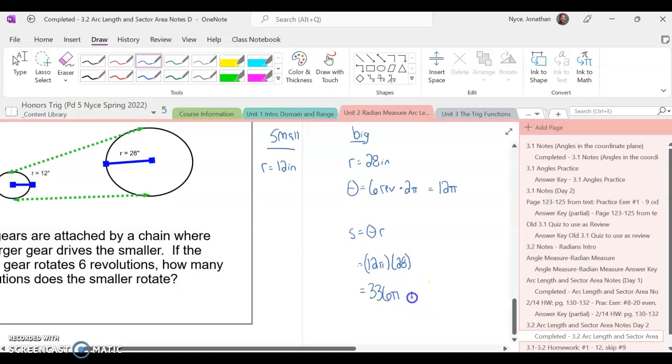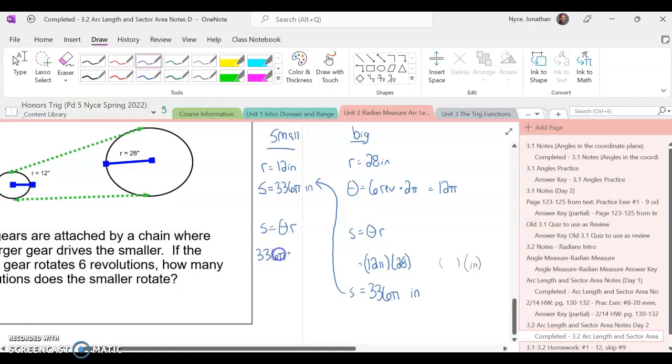That's an arc length, so it's going to be measured in inches. Keep in mind the units we multiplied there. If you look at just the units, we did 12 pi radians times 28 inches. Remember, radians has no unit, so we're going to end up with just inches. Once we have that arc length, that's the arc length for the small gear also. So we have 336 pi inches. The radius for the small gear is already in inches, so our units match up. So just plug and chug into S equals theta times R.